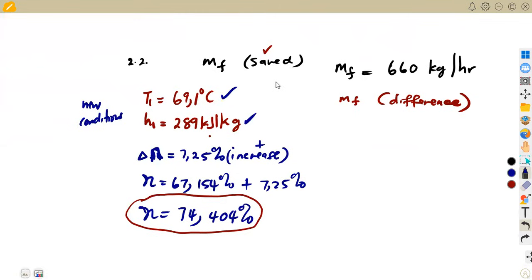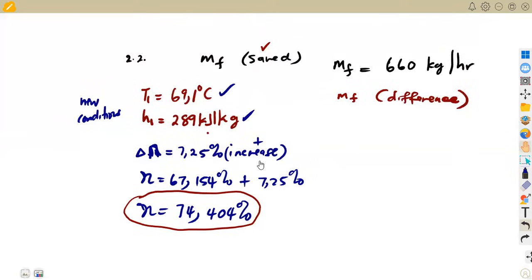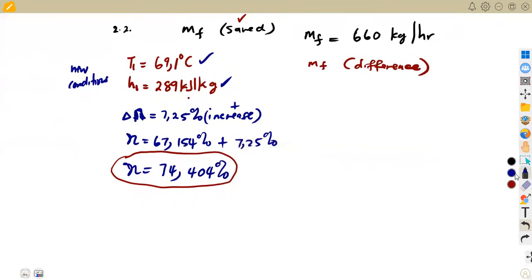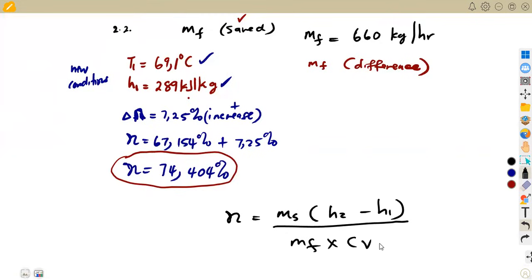So the question is, how are we going to have the mass of fuel from these conditions? As you can see, since we are given the efficiency of the boiler or of the system, we can play around with this, because from the efficiency formula that we considered, we had mass of fuel. Remember, they said all others remained the same. The efficiency, we calculated it as the mass of steam into H2 minus H1, then divided by the mass of fuel times the calorific value, times 100%.